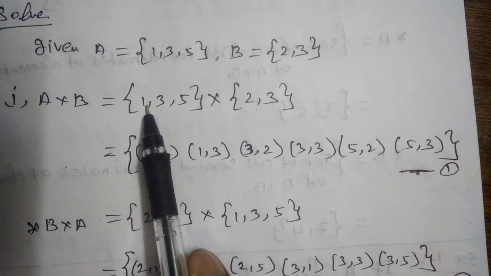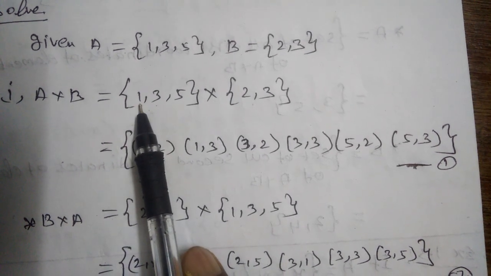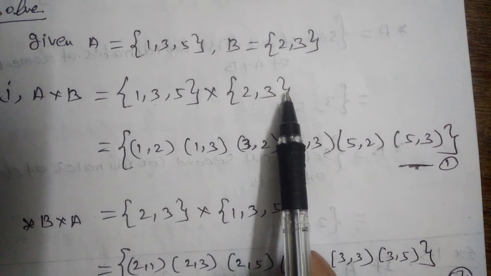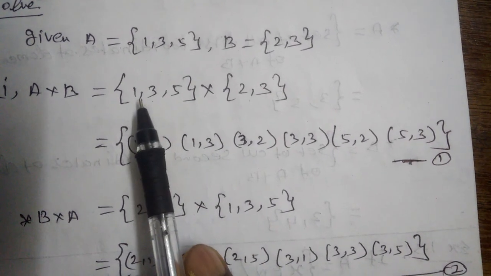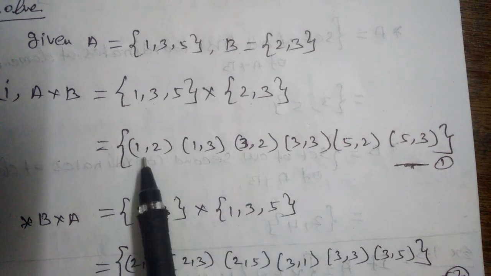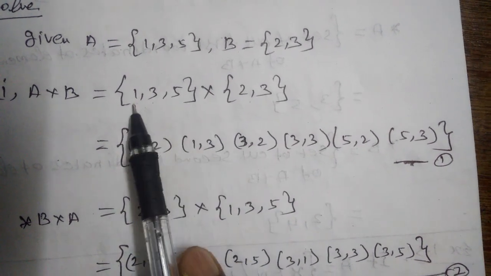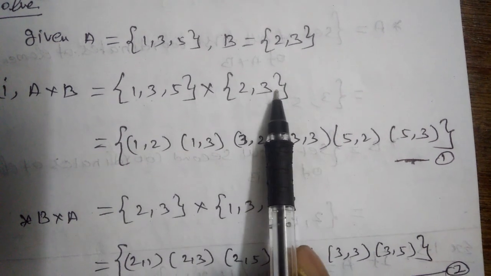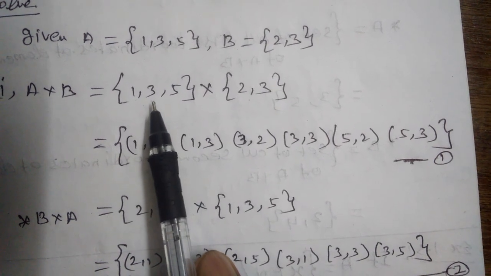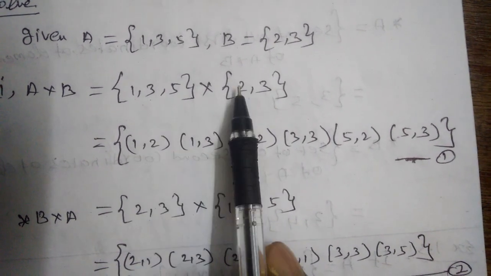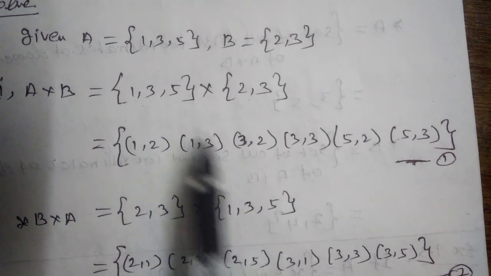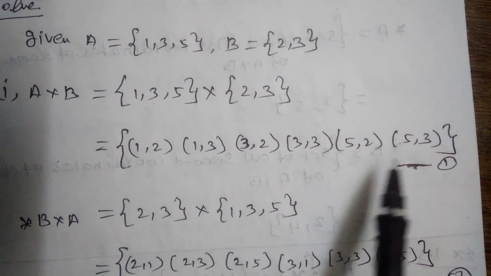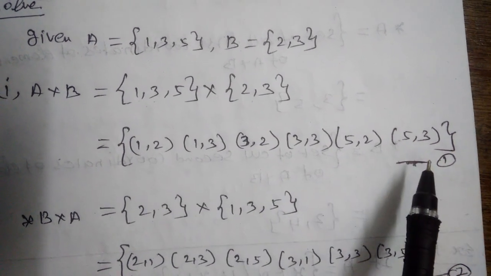What? 1 is the first element of A. It makes an ordered pair with all elements of B. Now (1, 2) and (1, 3). The first element of A makes ordered pairs with all elements of B. Next we take the second element 3: (3, 2), (3, 3) are ordered pairs, and (5, 2), (5, 3). That is the Cartesian product, the first answer.